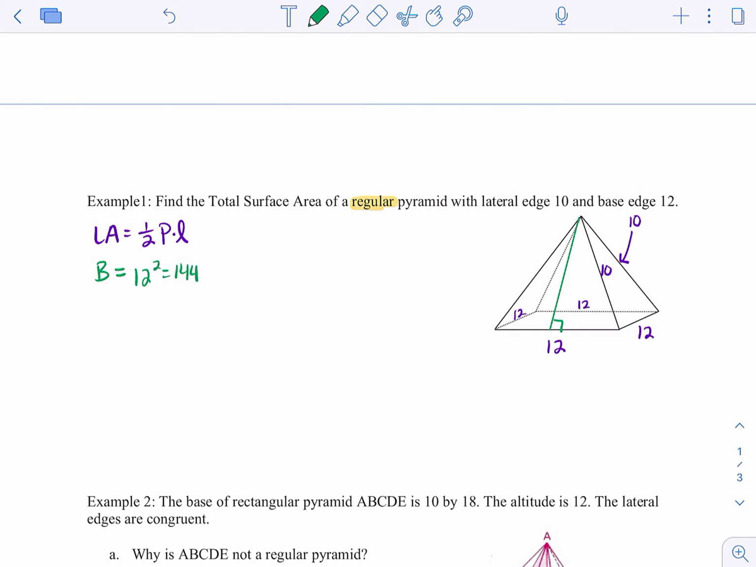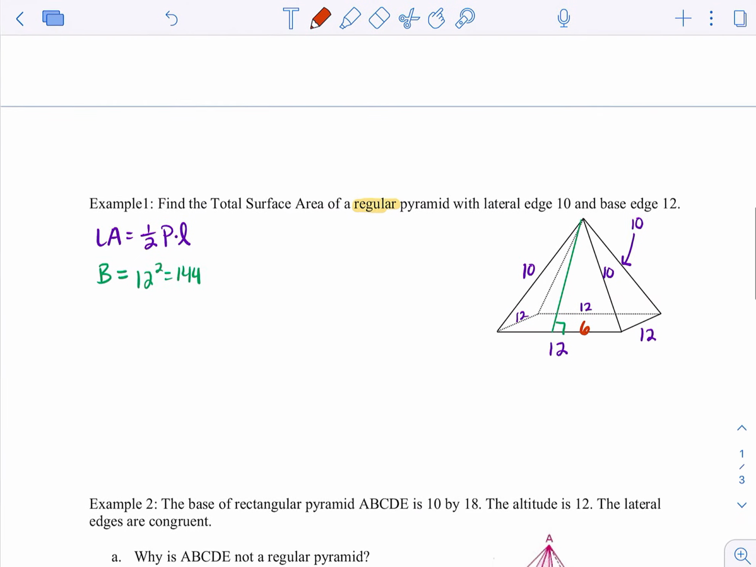So then now we need the perimeter and we need the slant height. So based on the fact that these triangles are all congruent and all the lateral edges are the same, this makes this an isosceles triangle. So we know that the altitude that's drawn in, that height there, does cut the side in half. So that makes this, half of 12 is 6.